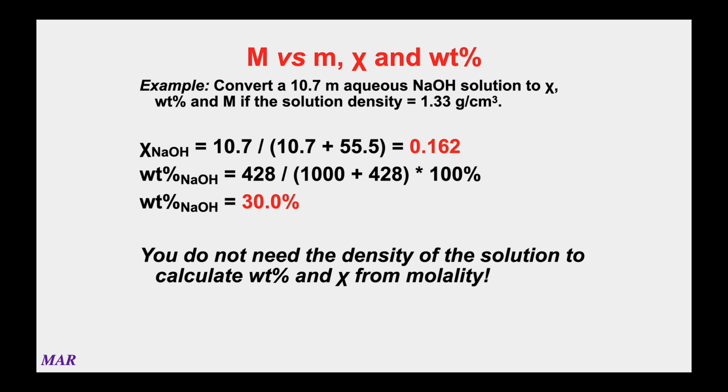The mass percent or weight percent sodium hydroxide would be grams of NaOH divided by total grams times 100%. So there's 428 grams NaOH. We'll divide that by the 1,000 grams of water plus the 428 grams of NaOH, like total mass on the bottom, just NaOH on the top, times 100%. Mass percent, weight percent, 30.0% NaOH.